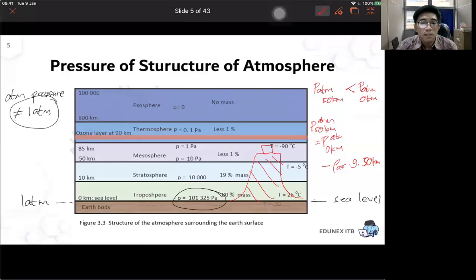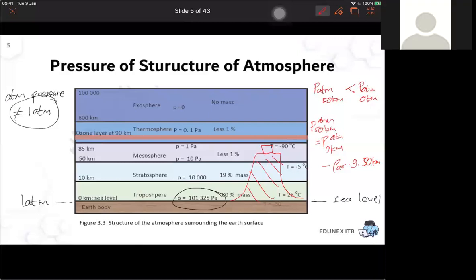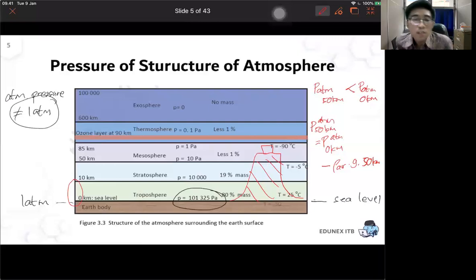Yes, yes. And actually, until 10 kilometers, the difference in atmospheric pressure, I think, is not significant enough. But you still can calculate by using this one. At 10 kilometers above sea level, the density will still be lower than the sea level atmospheric pressure.